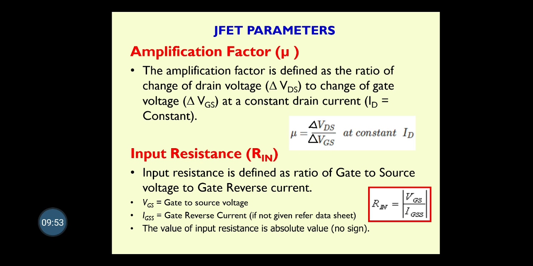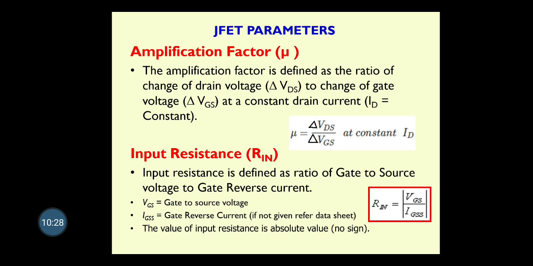Then a very important parameter is the amplification factor, represented by mu. If you remember, output voltage upon input voltage is the amplified voltage. So your amplification factor here is output voltage upon input voltage. Del means change, so it is change in output voltage upon change in input voltage. That is the amplification factor at constant drain current.